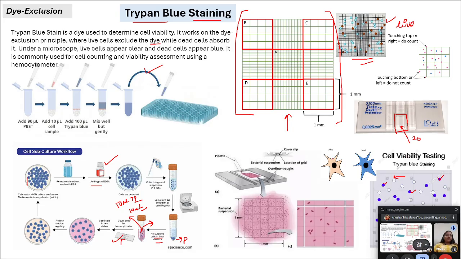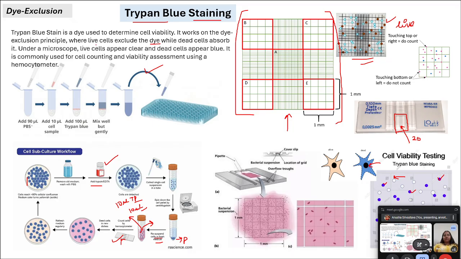So I have told this one, this is the alive cell. You can see the membrane is not compromised, but in dead cells, the membrane is compromised. That is why trypan blue enters the cells and stains the cell blue. So this is the hemocytometer. This trypan blue staining is routinely followed for hemocytometer-based cell counting. I hope it's clear. We'll just read it once.